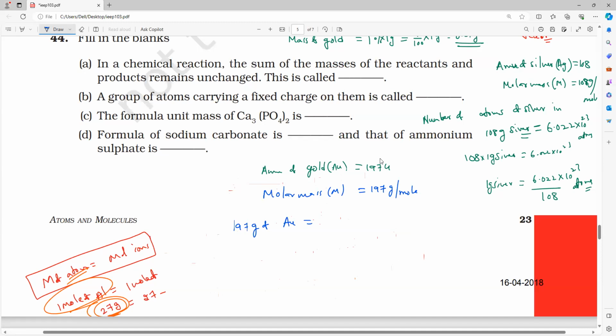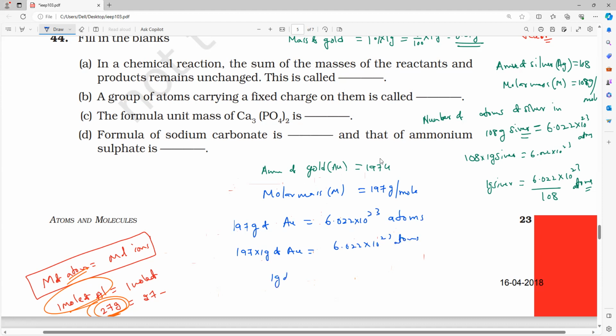How many particles? 197 grams of gold is equal to how much? Avogadro number. Do you understand, everybody? The molar mass of any substance contains what? Avogadro number only. Now, 197 grams of Au is equal to 6.022 into 10 power 23 atoms.